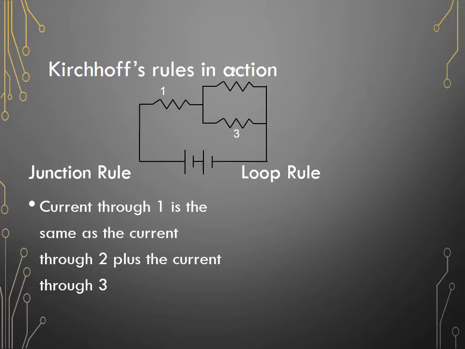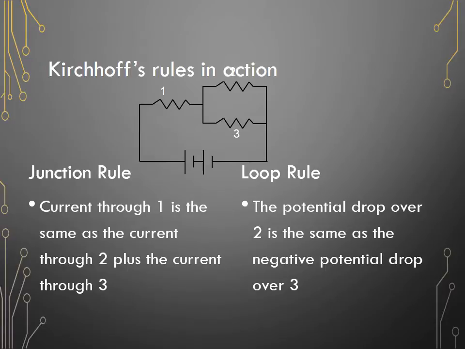All right, and then the loop rule means that the potential drop over 2 has to be the same as the negative potential drop over 3. But in that case, it's going the other direction, so that's why you get a weird negative there. Basically, what this tells you, right, is the wire that's vertical between resistor 1 and resistors 2 and 3, that's at some potential, all right?